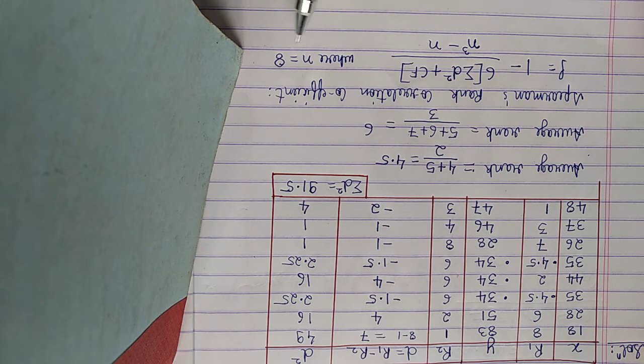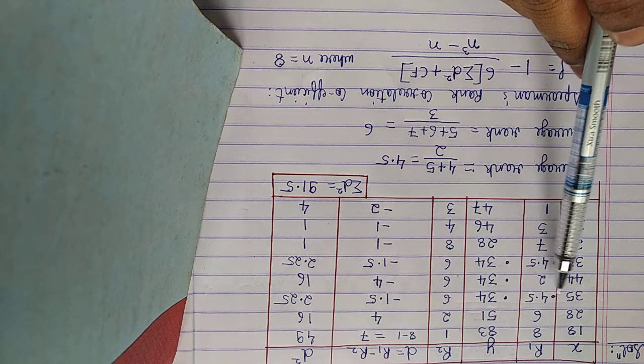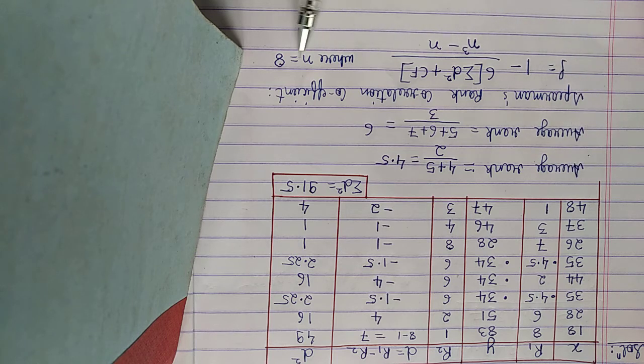Why N is equal to 8? Because we have 8 set of values. 1, 2, 3, 4, 5, 6, 7, 8. We have 8 set of values. So that is why we have N is equals to 8. Okay. Now, summation D square, you know N. The only thing is CF you have to find out.